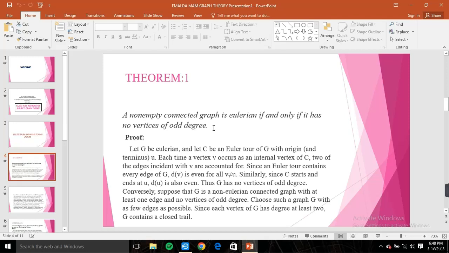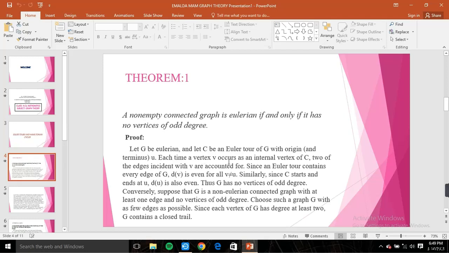We are given that G is an Eulerian graph. It is an if and only if statement, so we shall prove it in two cases. Assume that G is Eulerian and prove that it has no vertices of odd degree. Let G be an Eulerian graph and C be the Euler tour of G. Because every Eulerian graph admits an Euler tour, C is the Euler tour of G with origin and terminus at U.